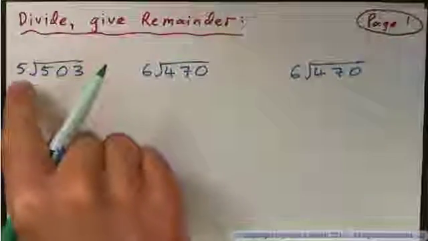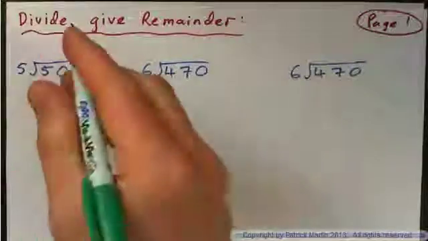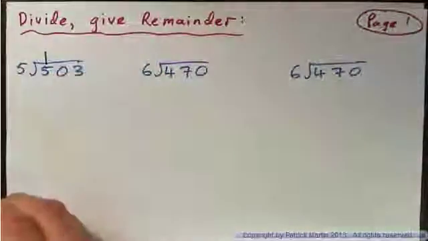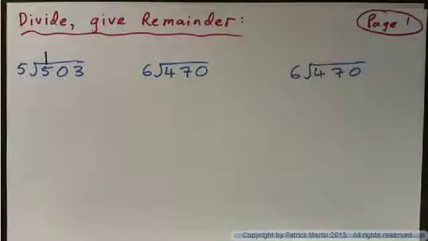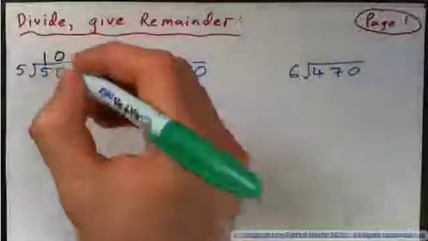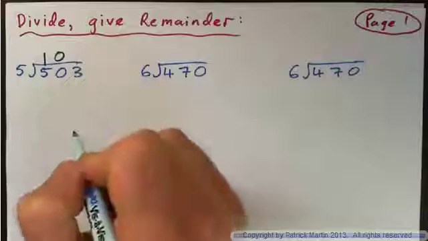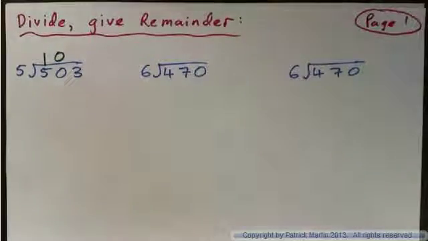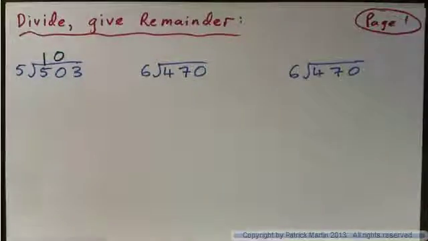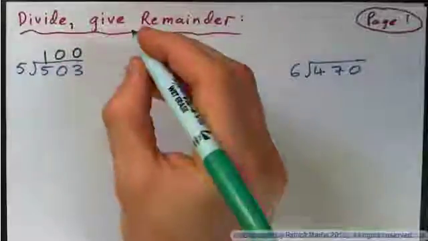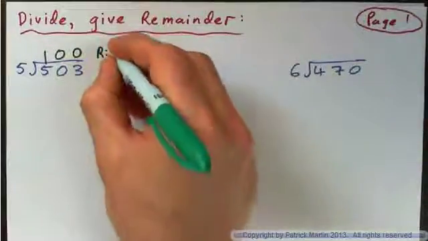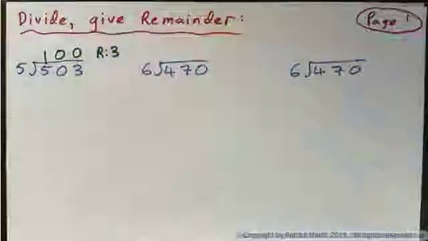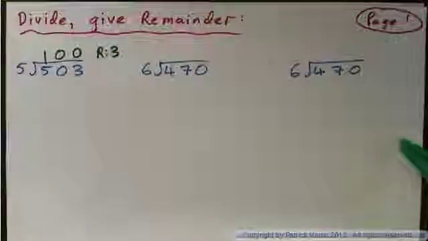Well, we go 5 into 5 goes once, right? 5 into 0 goes how many times? 0 times. And 5 into 3 goes how many times? 0 times, right? And then you would say remainder 3, with a big R for remainder. Okay. Now what does that mean?